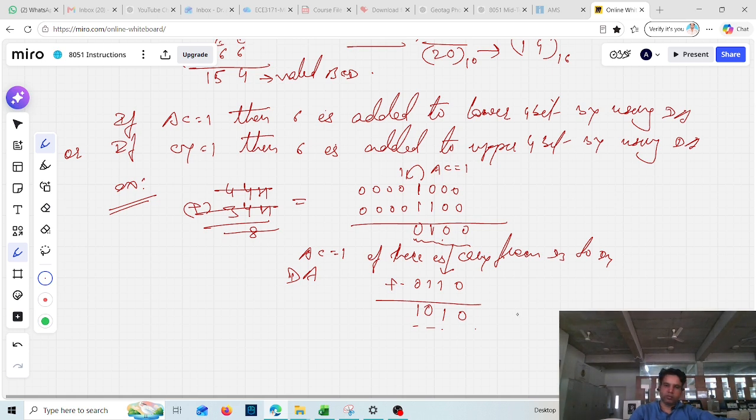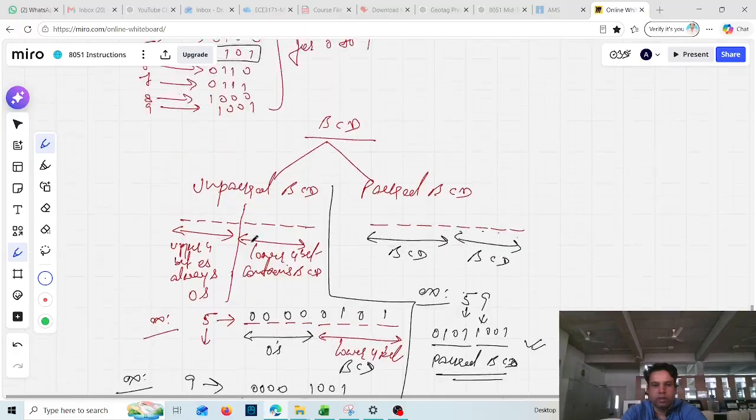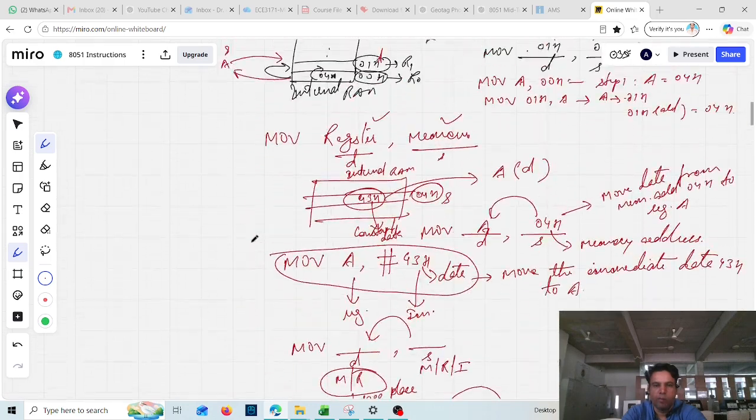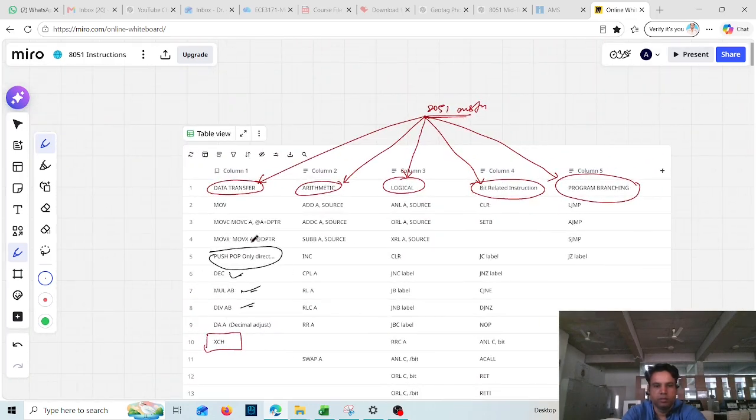In this situation also 6 is added. Or when there is carry from the uppermost bit, then also your DA instruction is going to work. So under this situation DA instruction works. So let us come to the next instruction.